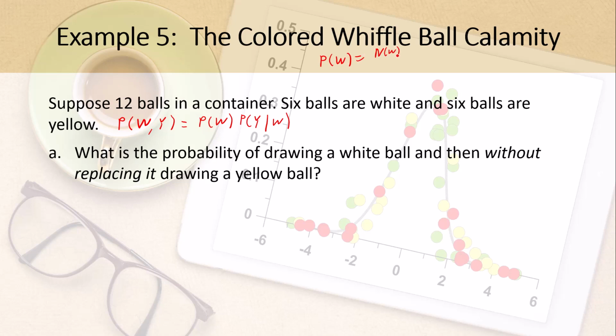How many white balls? It's going to be the ratio of the number of white balls that we have divided by the total number of balls. There are 6 white balls, total number of balls is 12, and that is 1/2.